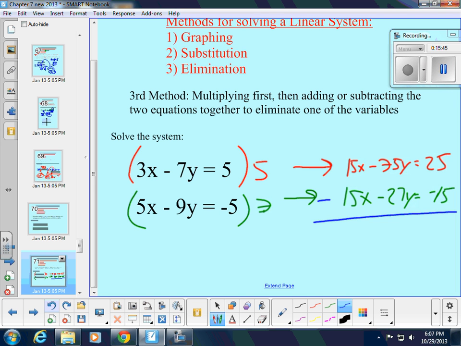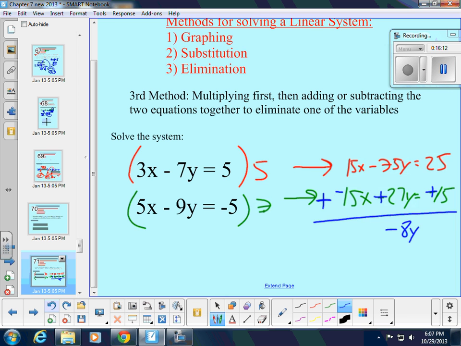In this case, we'd subtract. But again, my suggestion is that instead of subtracting, I'm going to add. I'm going to change this to negative 15x. In this case, I'll change this to positive 27y. And this one also changes into positive 15. And now I'm just going to add all the like terms to combine. So 15x plus negative 15x cancels those out. Negative 35y plus 27y is going to give me negative 8y.